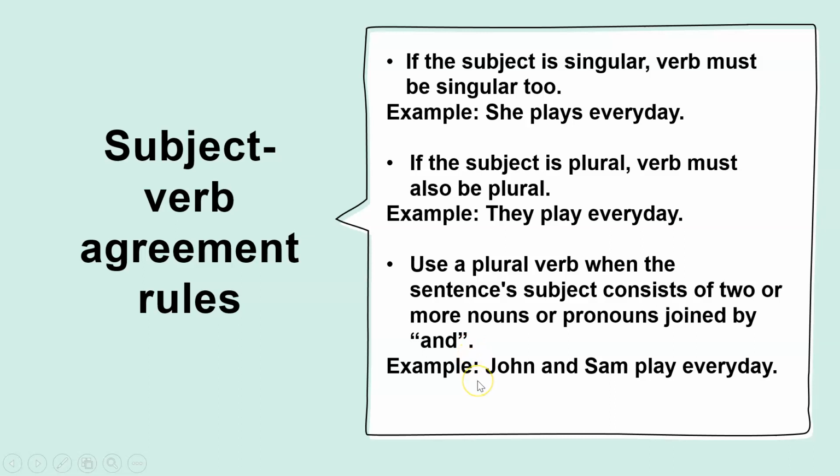Example, John and Sam play every day. Now here we have actually two nouns, John, Sam. That means it's plural. So we will not use s or es in the verb.